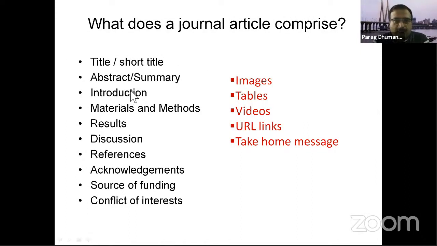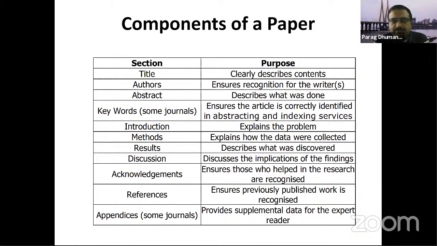A title, abstract, introduction, material, methods, results, discussion, references, acknowledgement, source of fundings, and these are the extra things: images, tables, videos, URL links, and some of the journals ask for a take-home message. So this is a brief description of what each section means for a reader of an article.